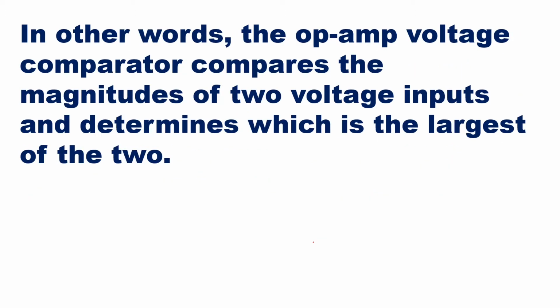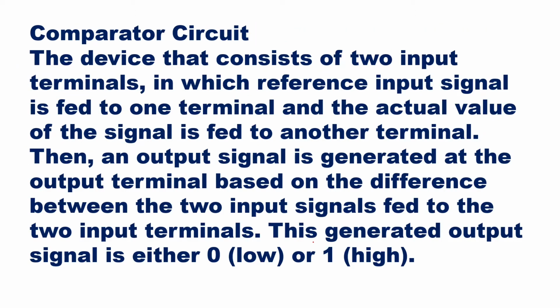In other words, the op-amp or comparator compares the magnitude of the two input voltages and determines which is the largest of the two. So seeing the output waveform, you can determine which input is largest. Then a comparator circuit is a device that consists of two input terminals, in which a reference input signal is fed to one terminal and the actual value of the signal is fed to another terminal.